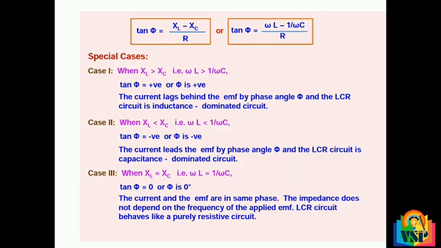And third one, XL is equal to XC, that is omega L is equal to 1 by omega C. Tan phi is equal to 0, or phi is 0. The current and the EMF are in the same phase. The impedance does not depend on the frequency of the applied EMF. The LCR circuit behaves like a purely resistive circuit.